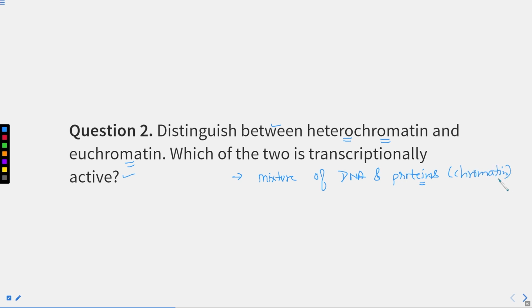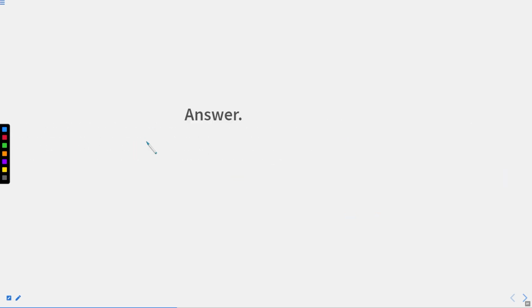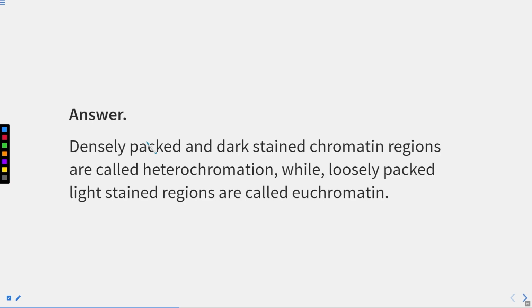So chromatin is a mixture of DNA and proteins that is found in chromosomes that are present within the nucleus. Now chromatin is of two types, heterochromatin and euchromatin. You have to distinguish between them and tell which one is transcriptionally active. Now let's talk about the answer.